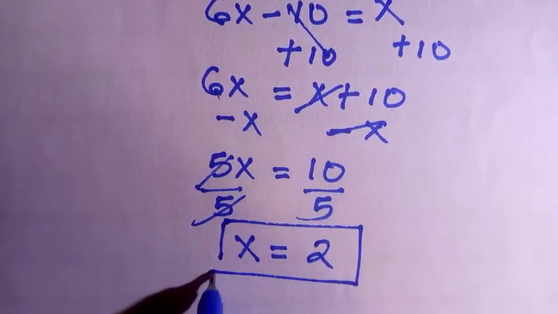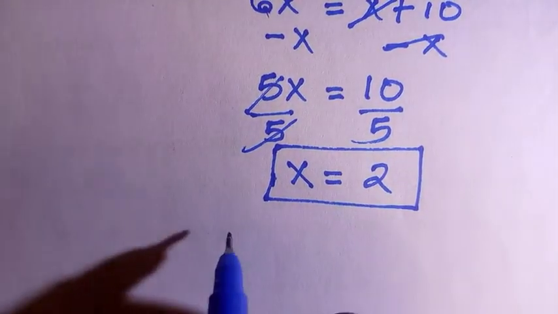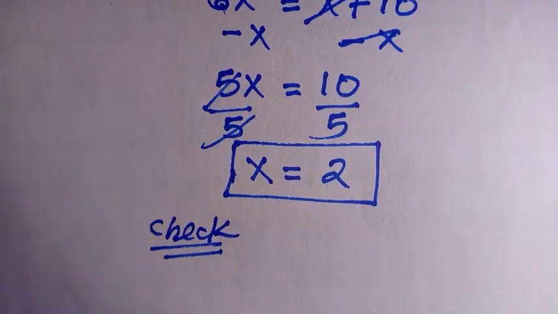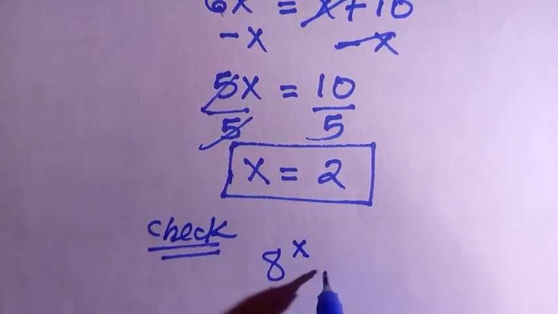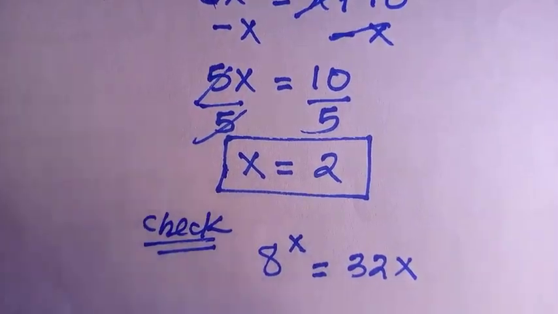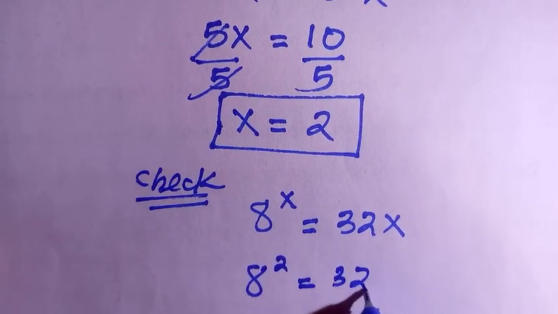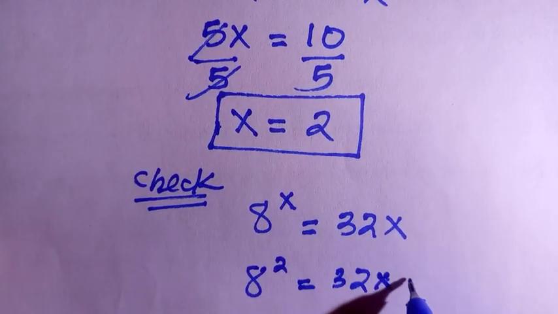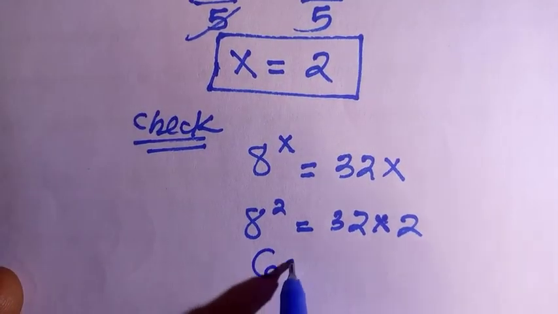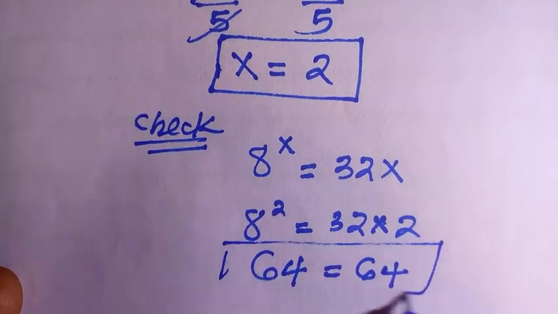And x equals 2 satisfies this equation by applying the logarithm approach. So let's check. From the equation we have 8 to the power of x equals 32x. And at x equals 2, we have 8 to the power of 2 equals 32 multiplied by 2. So 8 to the power of 2 is 8 times 8, that is 64. And 32 multiplied by 2, that is 64. So which means 2 satisfies this.